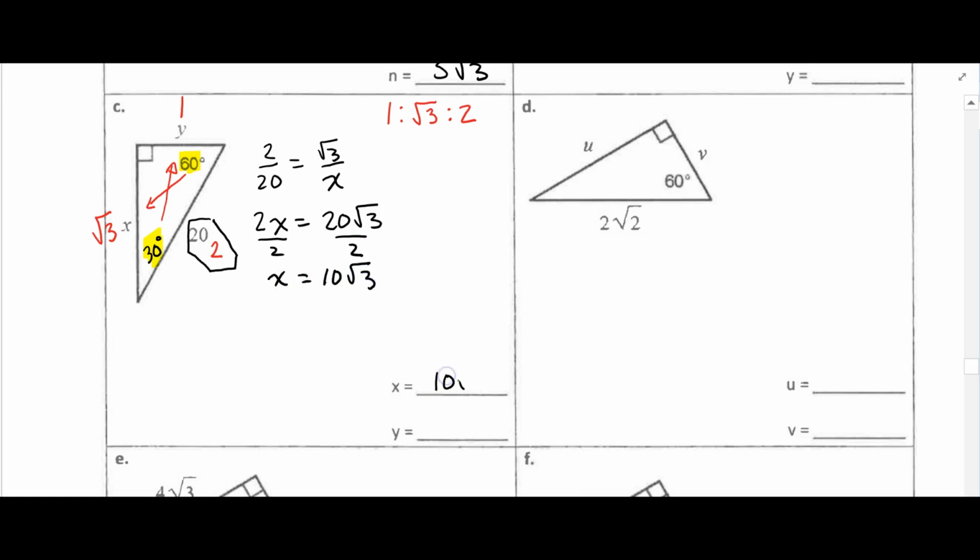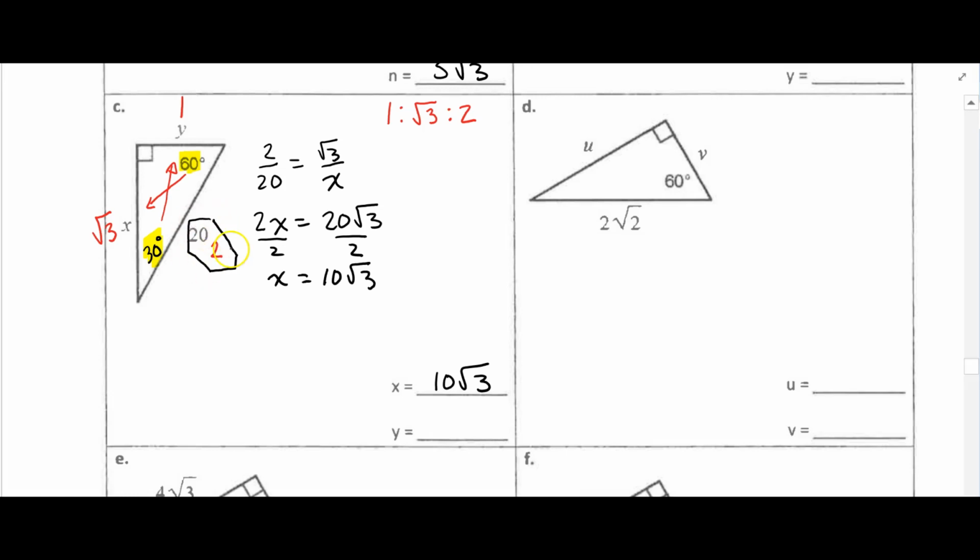So there's 10√3. Now, at this point, since I have two sides of the right triangle, if you wanted to go ahead and use the Pythagorean theorem to find y, you could. I'm going to continue using our special right triangle ratios, but I just wanted to remind you that we're still going to be using our other techniques for finding the missing parts of right triangles. This is just specific to 30, 60, 90s.